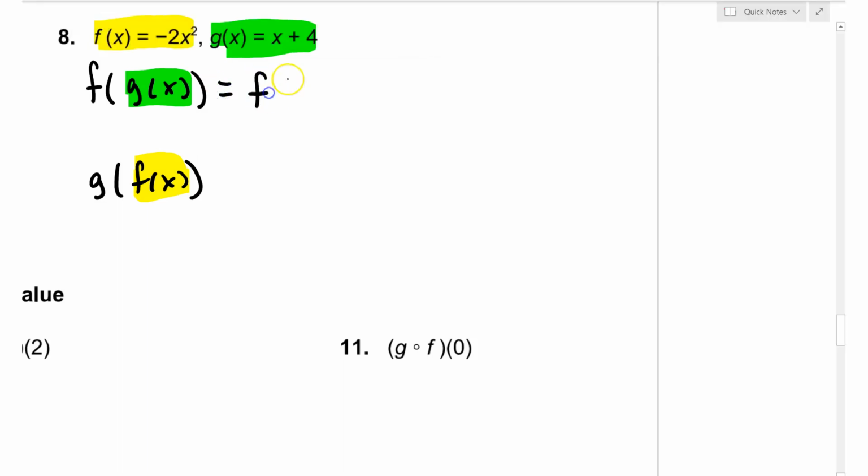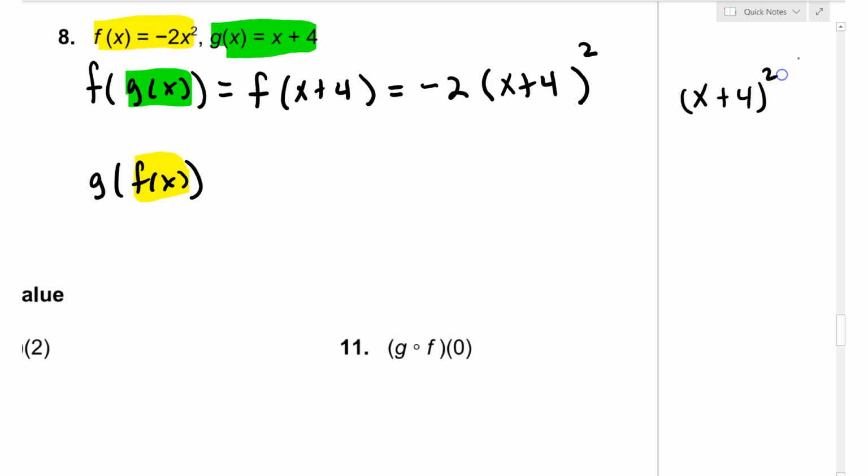So we have f, and then the input is x plus 4. So we're going to go ahead and use f, and we have negative 2. And then you have the input squared. So what goes in there is x plus 4. So I'm going to do this on the side. X plus 4 squared. So it's x plus 4 times x plus 4. X times x is x squared. X times 4 is 4x. 4 times x is 4x. And then 4 times 4 is 16.